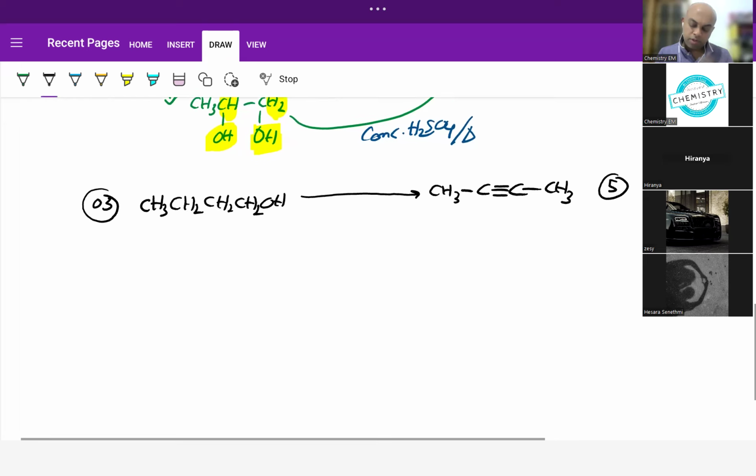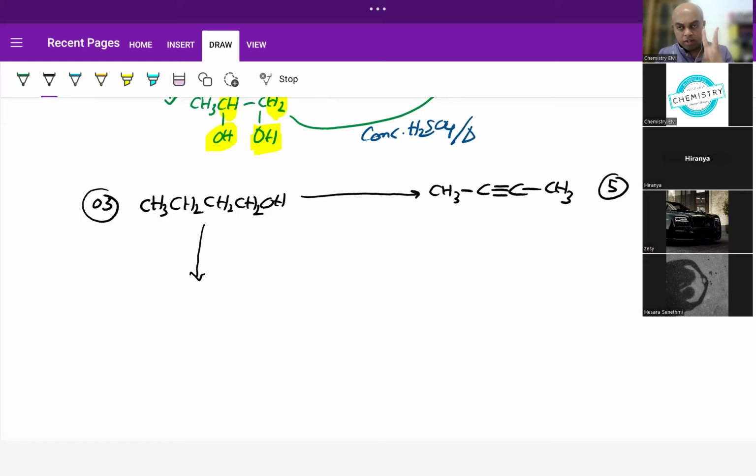So to do this question, first of all, I need to create a triple bond, right? In order to create a triple bond, I need to get rid of this OH group, and when I get rid of the OH group, I will have a double bond, right? How to get rid of OH, I explained last week. We can use three reagents: one is concentrated H2SO4, another is anhydrous Al2O3, or just Al2O3 while heating, and P2O5.